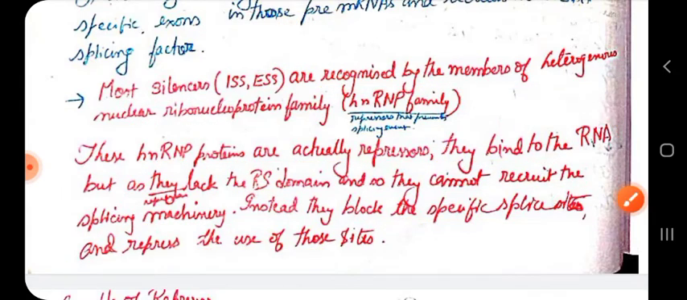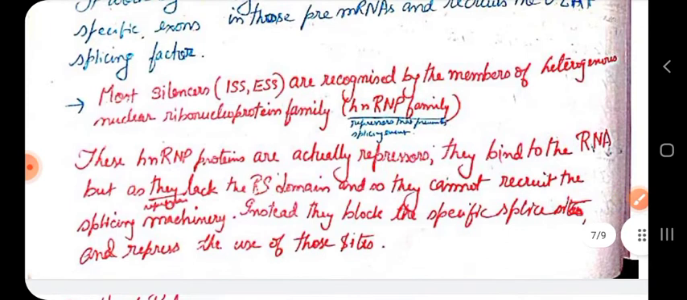Okay, so simple thing: exonic splicing enhancers and intronic splicing enhancers are recognized by the activators, like the serine arginine rich proteins. They are all activators. They come and bind and allow the spliceosome complex to interact with that region where the 5' and 3' splice sites are present and carry out the splicing process.